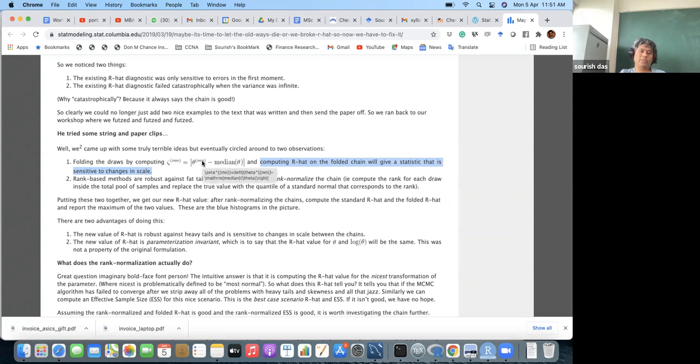M is the mth chain out of n, and each chain has n iterations. So you get a median of the mth chain, and the nth fold, and you take the absolute deviation from the median. If any one particular chain has a higher scale, then that median will be slightly deviated.